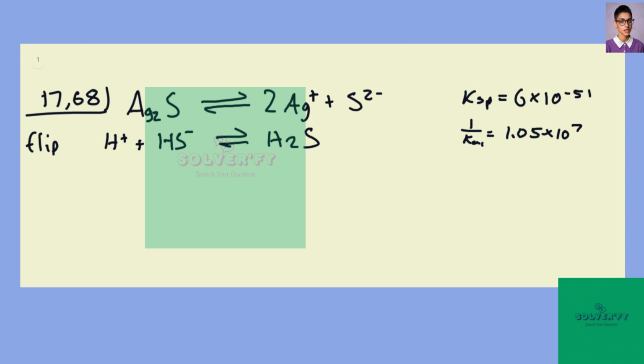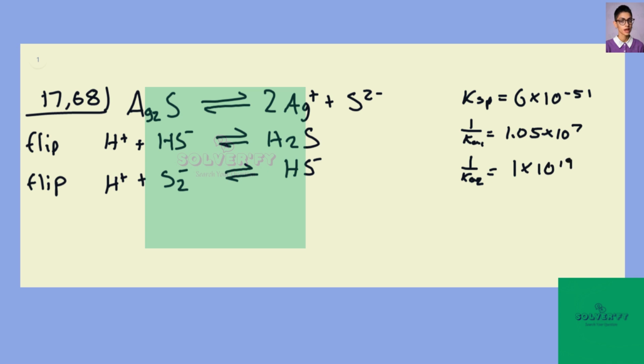Now for the second Ka value, Ka2, we want to do the same thing again, because now that we have HS minus on the left, we want to have it on the right to cancel out. So HS minus is in equilibrium with H plus and S2 minus. This, again, we flipped because the Ka2 value is describing the opposite direction reaction. So we have 1 over Ka2 equals 1 times 10 to the 19th.